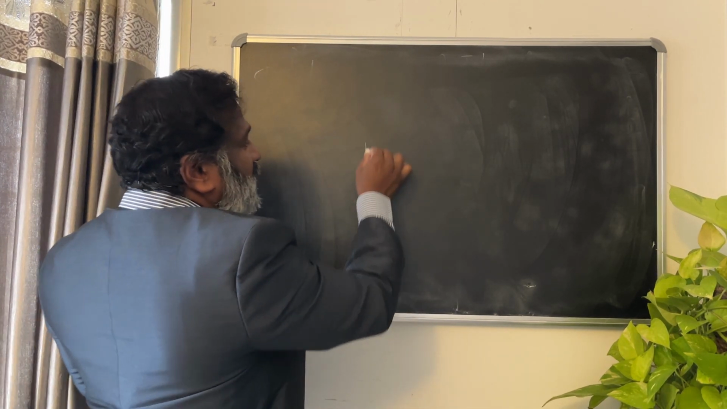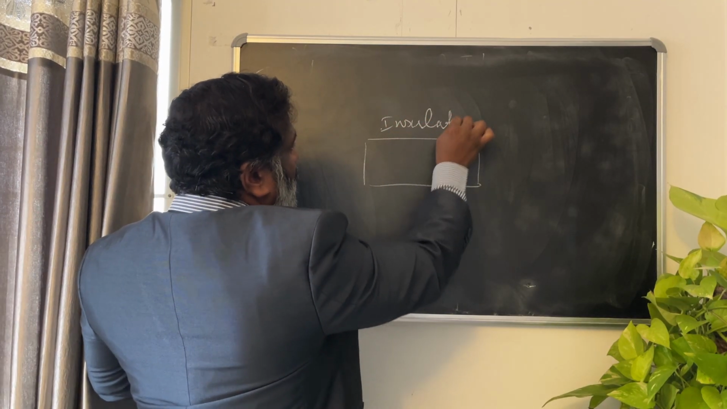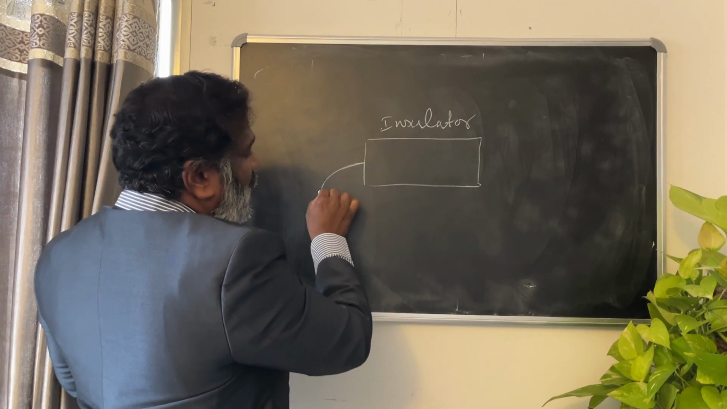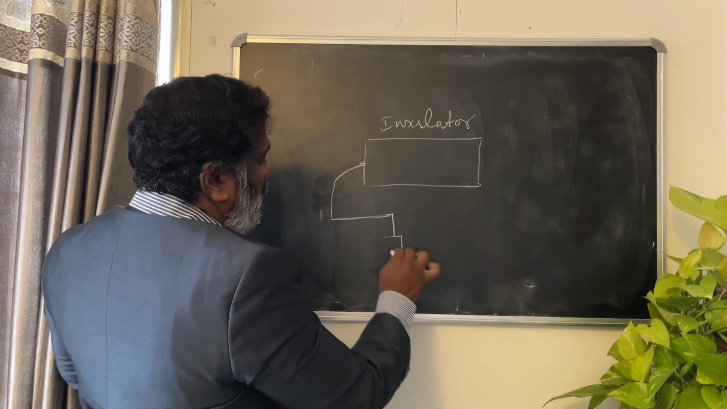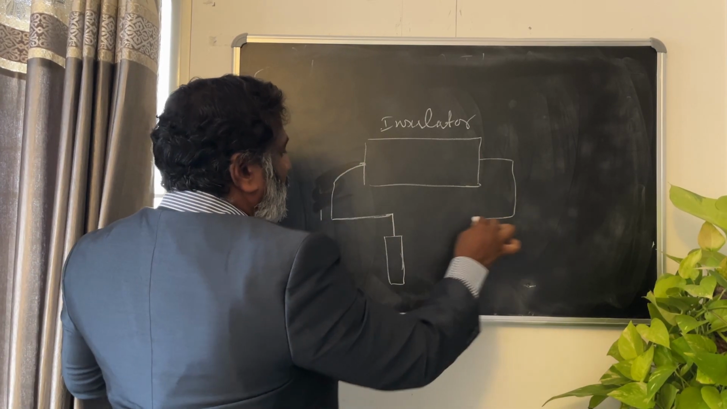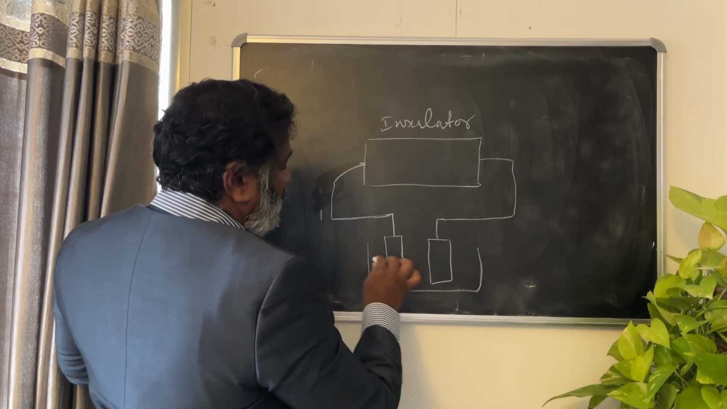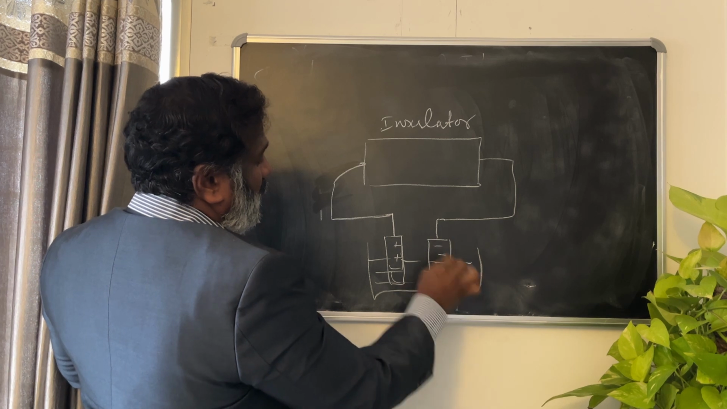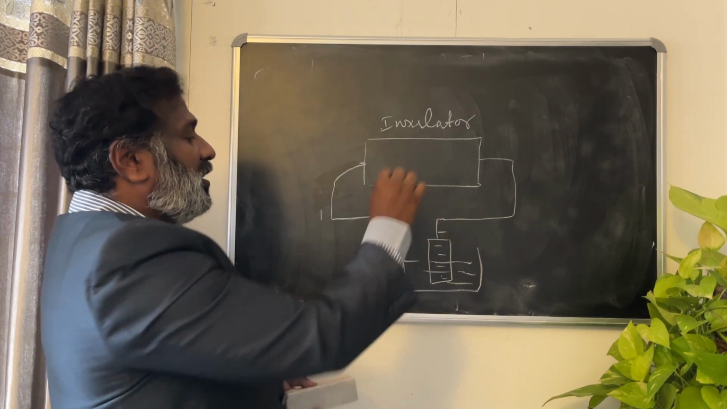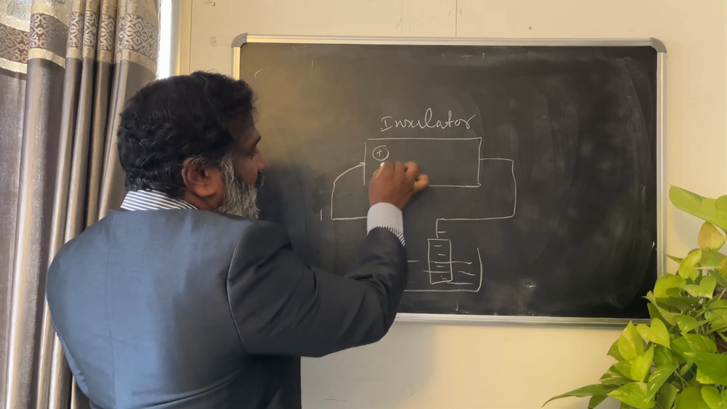So if you take the case of an insulator, even if I connect a cell, there will not be current flow. What is the reason? Here we have atoms.